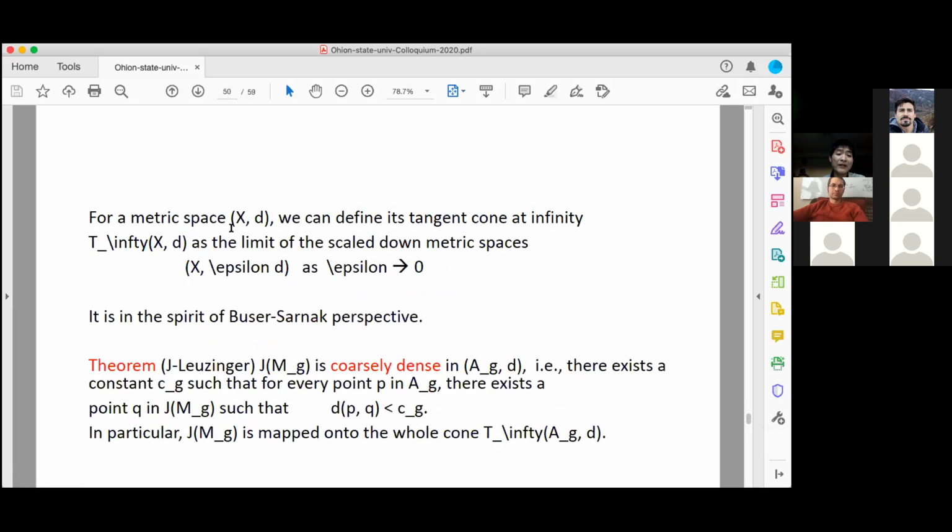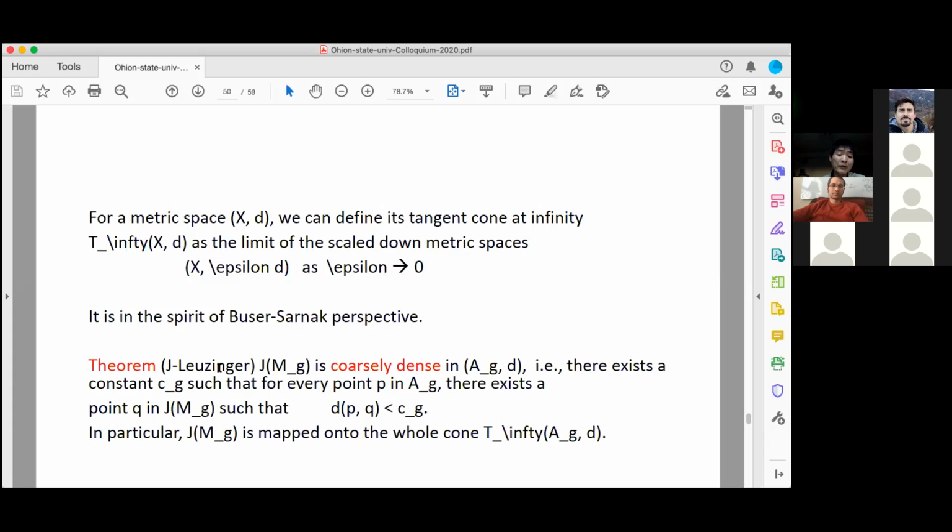Okay, so here's the definition of the tangent cone at infinity. So I have a metric space. How do I define the tangent cone at infinity? I scale down the metric by epsilon. I look at the limit of this sequence of metric spaces with the chosen base point as epsilon goes to 0. When you scale down the metric space, what does the metric space look like? Right. So this is sort of similar to Bueno-Sarnak's perspective in terms of the metric of A_g.